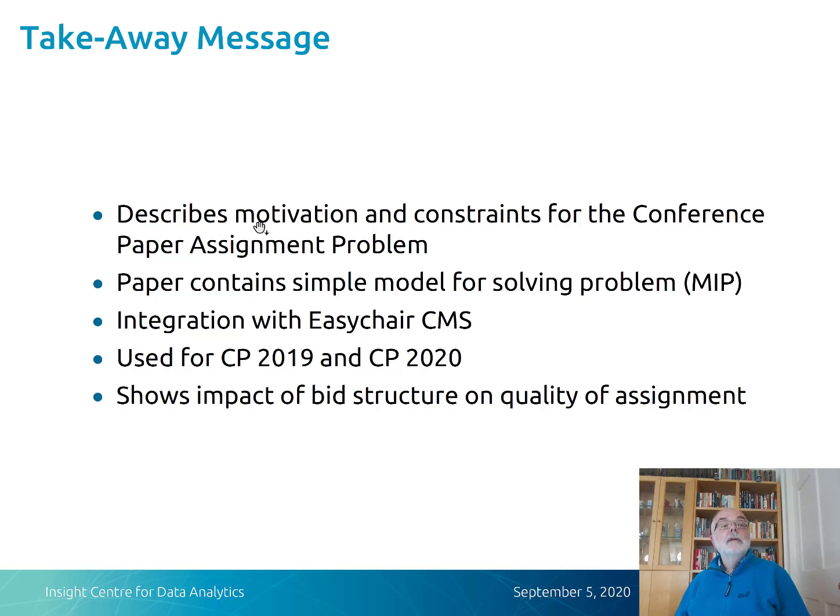What we want to show here is a model and a motivation for solving the conference paper assignment problem. We have in the paper an actual MIP model for solving this. We're not going to talk about the details here. The system is integrated with the EasyChair conference management system and can both read data from EasyChair and export the results back into this. This has been used for CP 2019 and this year's conference 2020, and it shows the impact of the bid structure on the quality of the preference assignment.